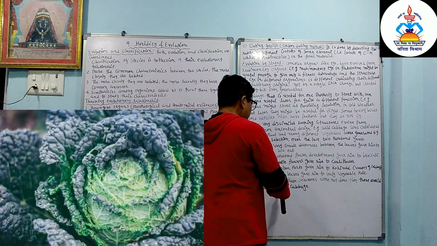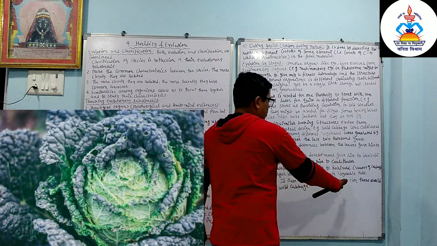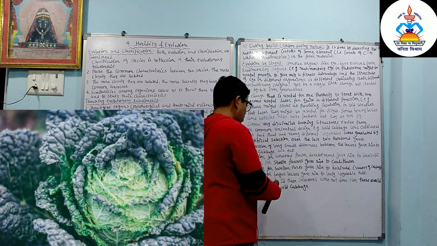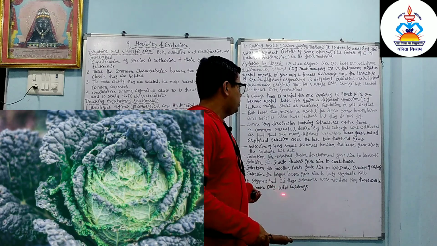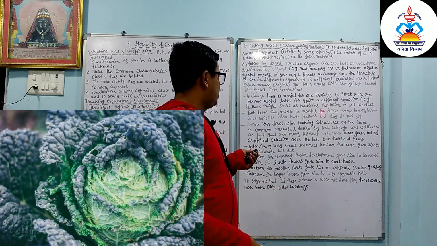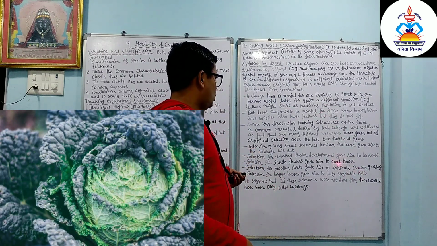It suggests that if this selection were not done, then there would have been only wild cabbage. So if the selections were not done, then only wild cabbage would be there. There would not be kale, cauliflower, or kohlrabi.